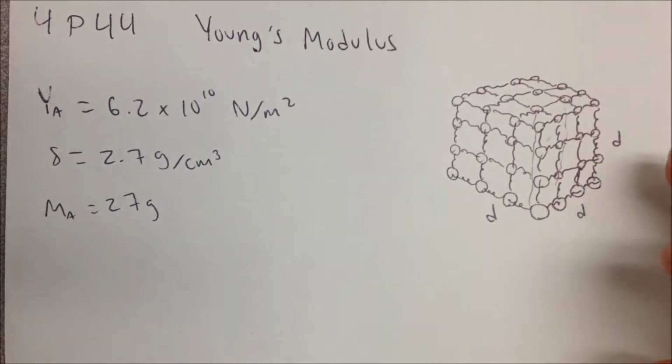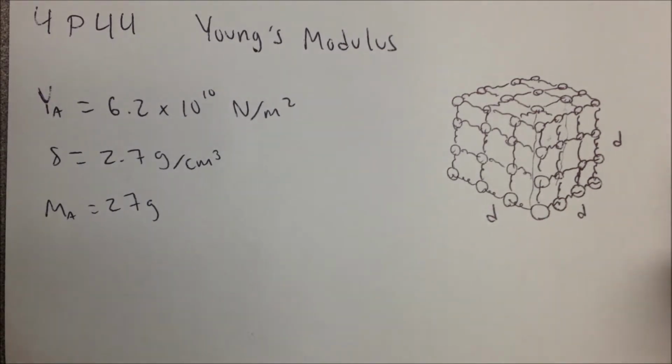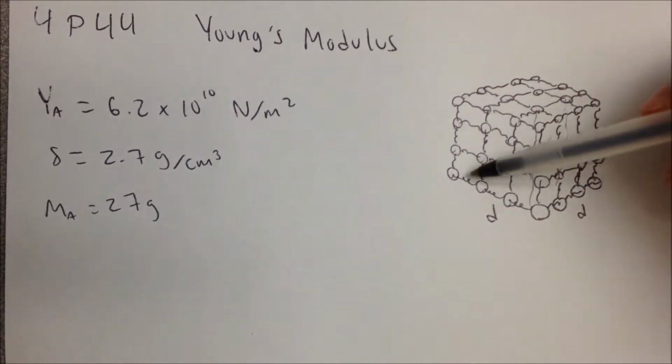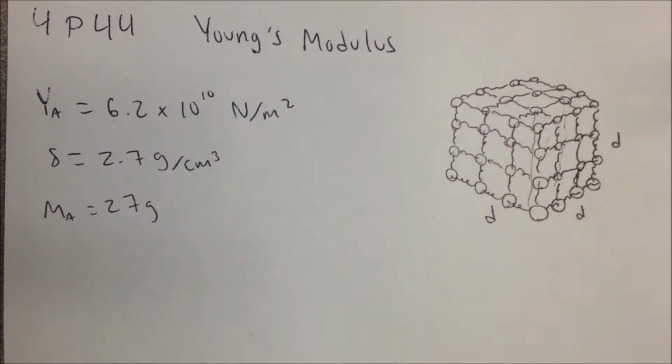And what we're trying to find is the spring stiffness. In this problem, we're modeling the interactions of the neighboring aluminum atoms as if they were connected by springs, like in this beautiful picture right here. And what we're trying to find is the spring stiffness of the little springs connecting each atom.